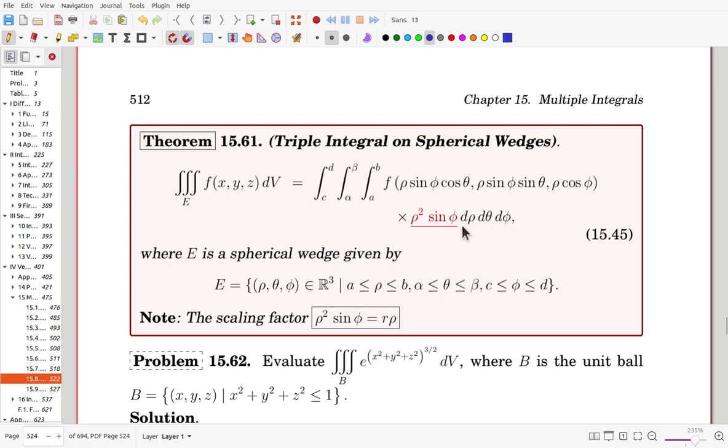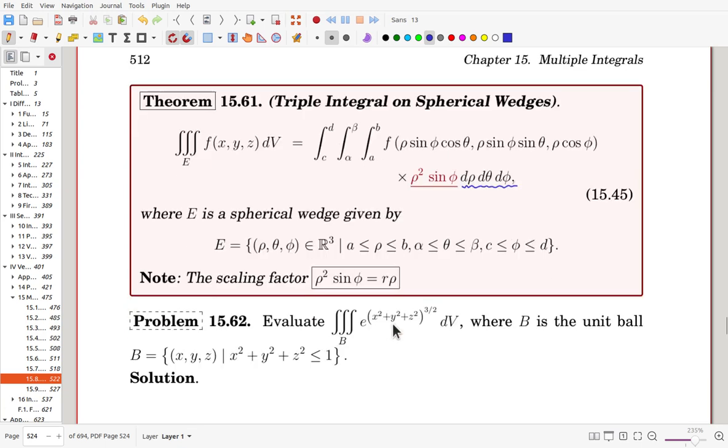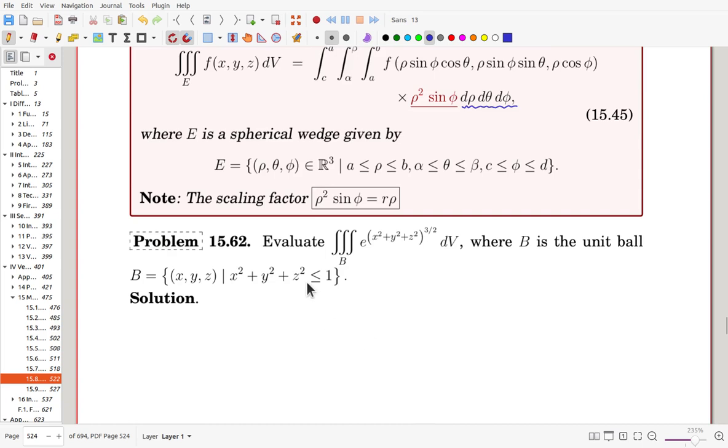And we'll try to keep this order only in the spherical coordinate system. Anyway, here the scaling factor is rho squared sine phi. That is the same as rho and r multiplication. Okay, now we'll try to solve some problems.